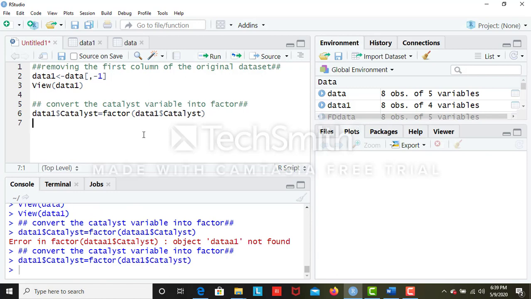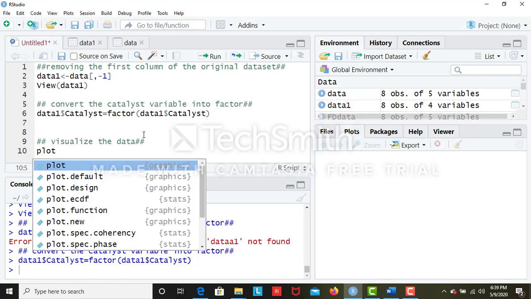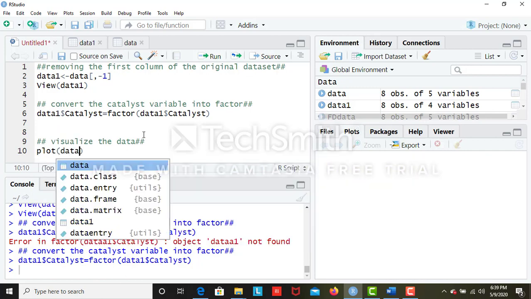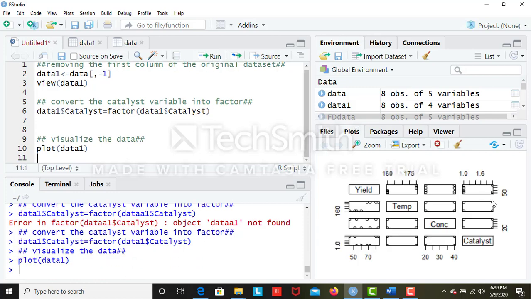The next thing, in every analysis you do, is better to visualize your data. So I'm going to say visualize the data. So I'm going to have plot data 1. I'm going to see how the data looks like. So I have this plot right here.